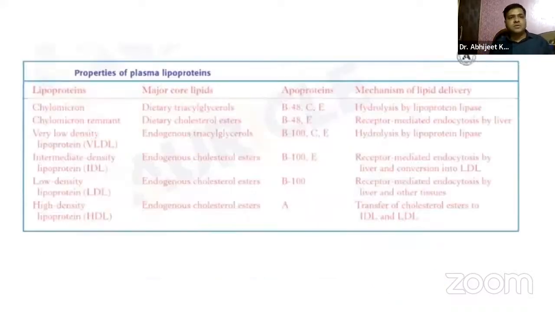Now, coming on to this, we have already discussed it. Chylomicron contains the apoproteins B48, C, E. Chylomicron remnant has B48 and E. Very low density lipoprotein has B100, C and E. Intermediate density has B100 and E. Low density has B100, and high density has A.